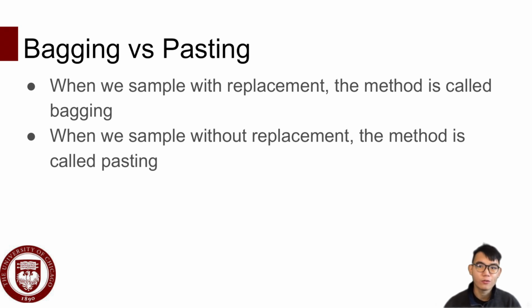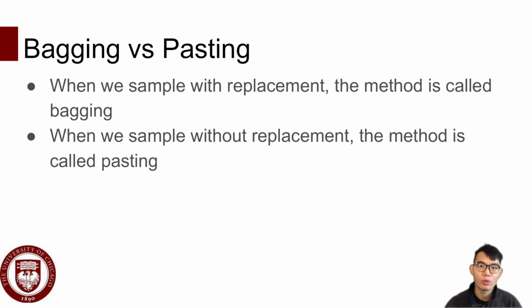When training the random forest, we can sample data points for a tree in two different ways. One way is with replacement, meaning if a data point is sampled, the data point is returned back to the data so that another decision tree can use that same data point. In this case, the method is called bagging.